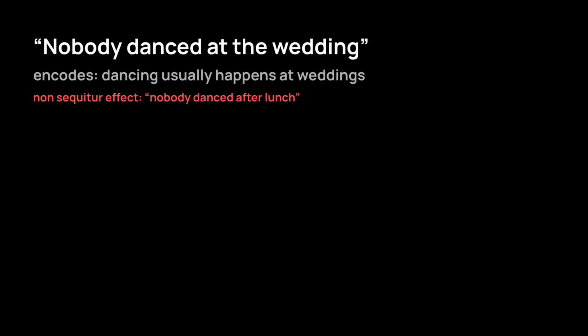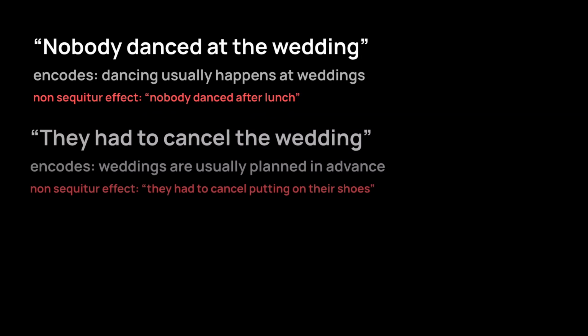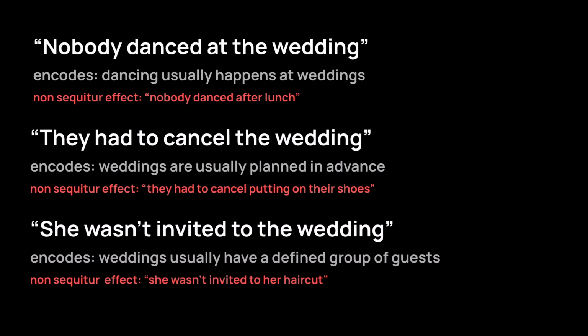And this isn't some isolated example. We rely on this extra encoded information constantly to automatically understand messages and context. To automatically understand nobody danced at the wedding requires you to know that dancing commonly happens at weddings. To automatically understand they had to cancel the wedding requires you to know that weddings are planned in advance. To automatically understand she wasn't invited to the wedding requires you to know that weddings typically have a defined group of guests.